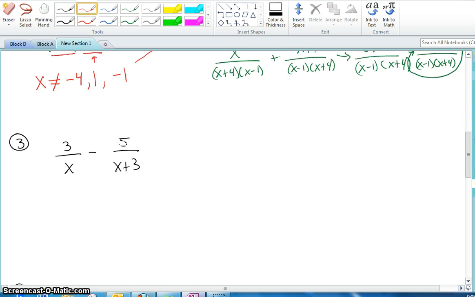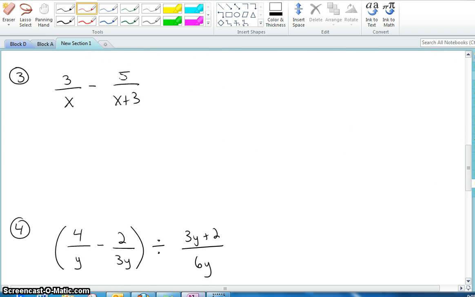Okay, let's try a new problem. Now I have 3 over x minus 5 over x plus 3. So I need a common denominator. In this case, the denominators don't factor. They're already factored for you. So my common denominator, I need each piece. I need an x, and I need an x plus 3. I can't just add 3 to the first fraction and call it a common denominator. You have to multiply. So I multiply the first fraction by x plus 3, in the numerator and the denominator.